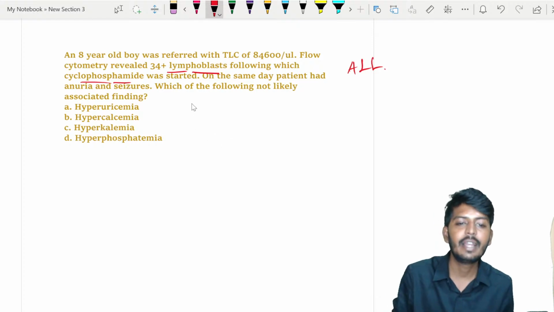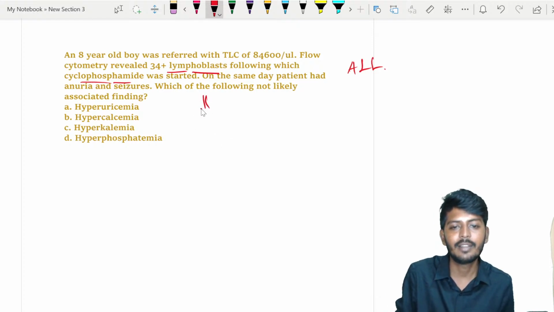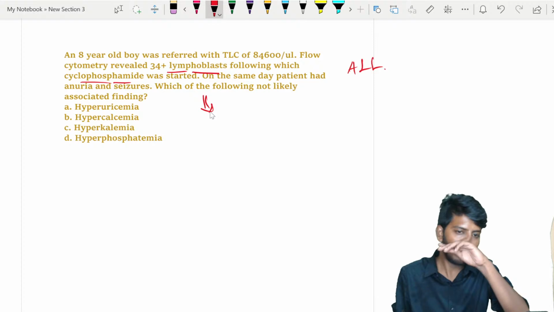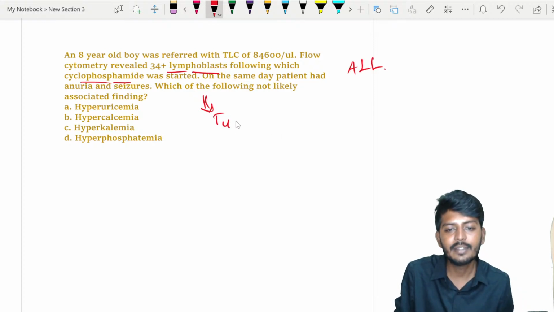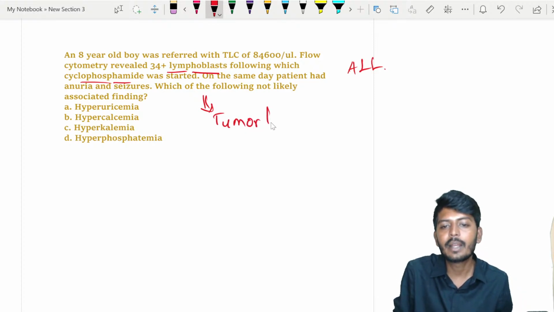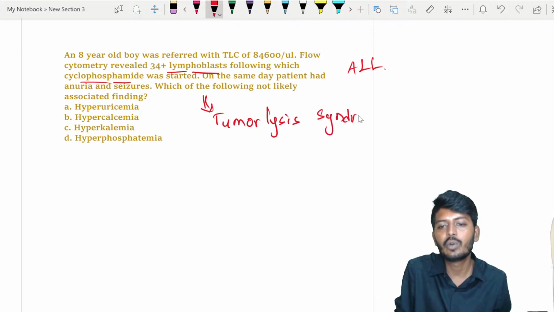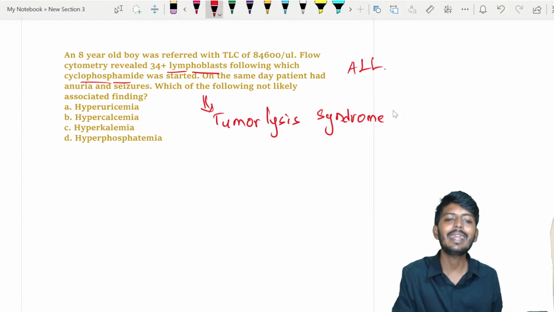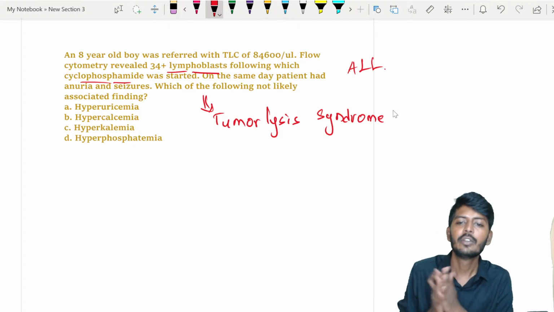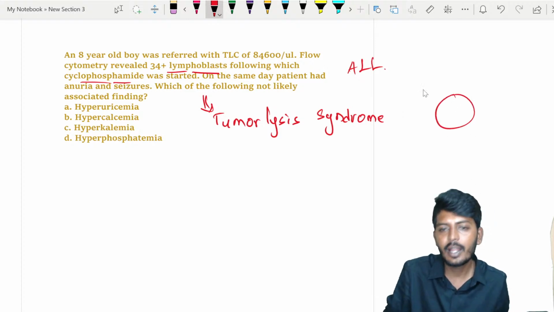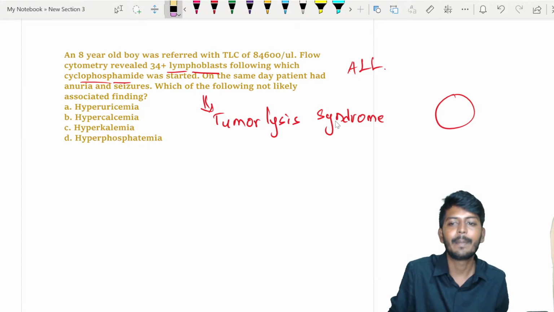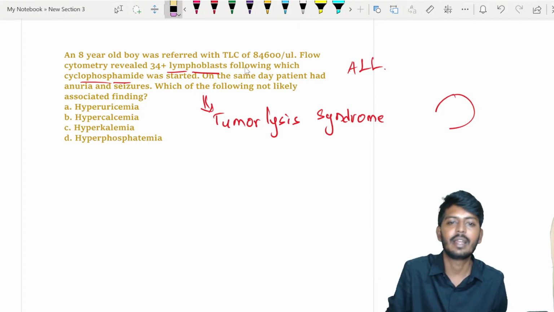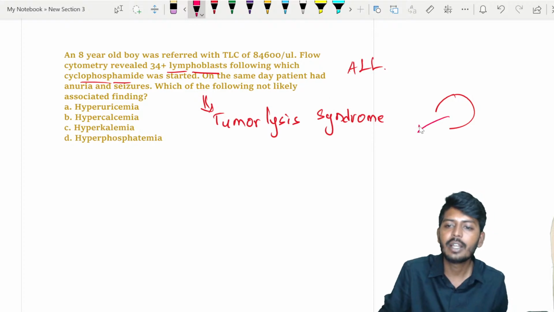So they gave cyclophosphamide. Once they give cyclophosphamide, that will lead to tumor lysis syndrome. Why tumor lysis syndrome? Because tumor cells are broken down. Basically the tumor cell is there, and by giving the drugs we are killing the tumor cells. So tumor cells will release all their contents.